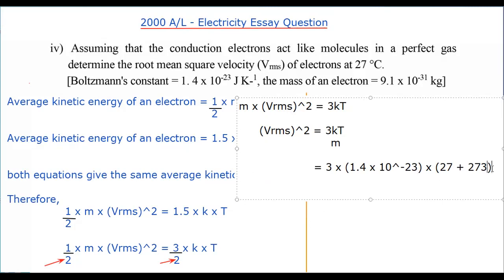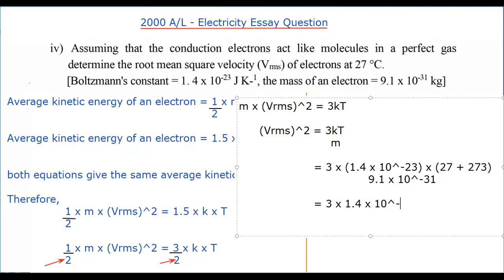Right. And divided by mass of an electron. Somebody please unmute the mic and tell me the mass of an electron. 9.1 into 10 to the power minus 31. Very good. 9.1 into 10 to the power minus 31 kilogram. Right. I'll give you some help for the simplification, otherwise you will be so much afraid. Listen. I don't do anything to this 3. I don't do anything to this 1.4 into 10 to the power minus 23. 27 plus 273 means 300.